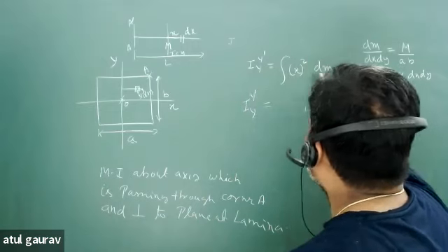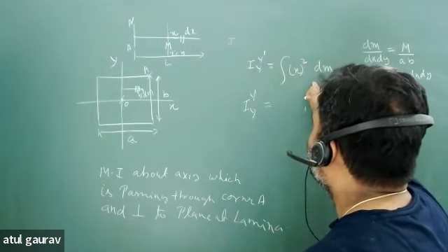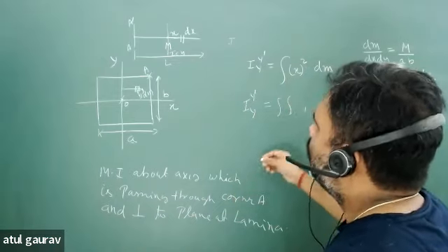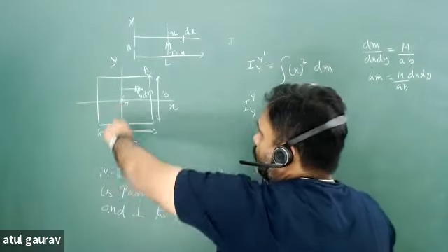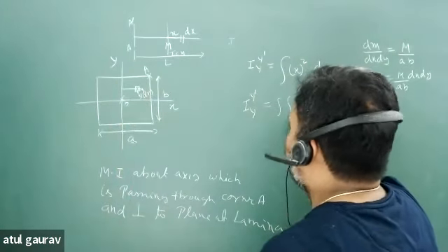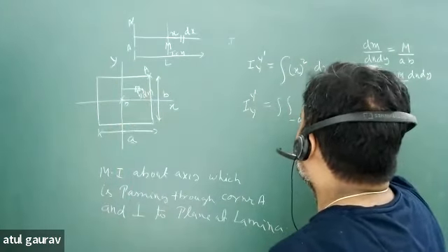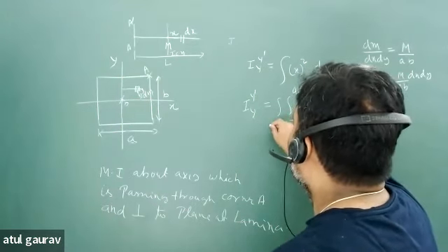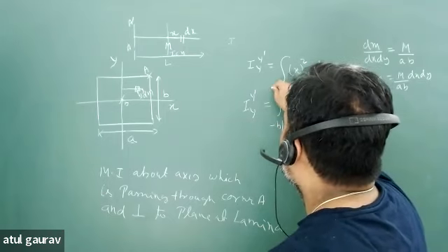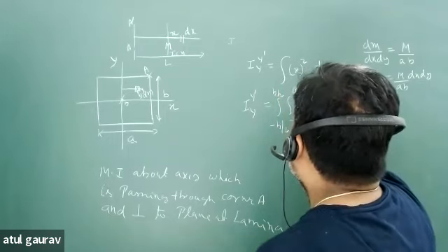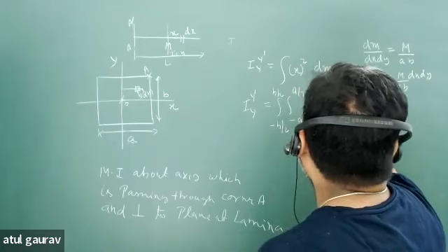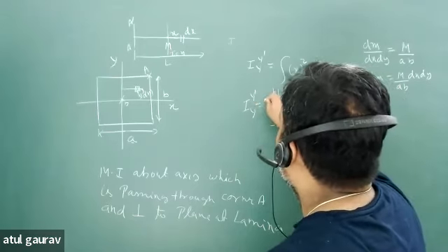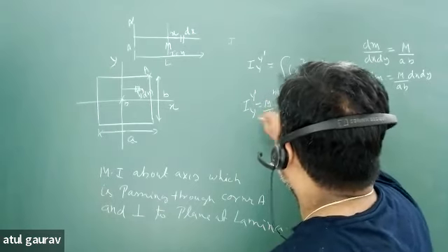And now, is this a double integral or a single integral? Double integral. So you will go for x, and hence this is my origin. So x will go from where to where? Minus a by 2 to plus a by 2. And y will go from minus b by 2 to plus b by 2. And you have x square dx dy, and you have m upon ab.